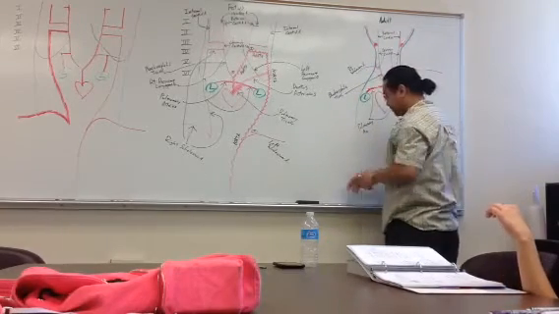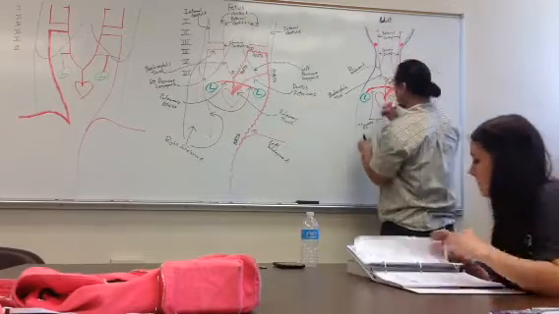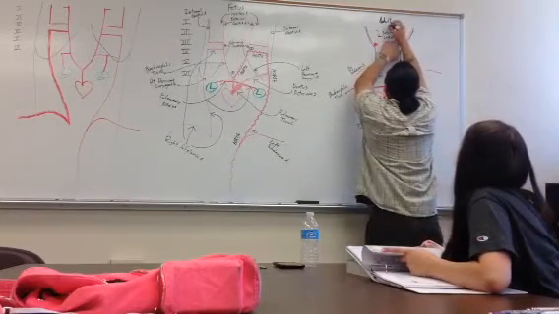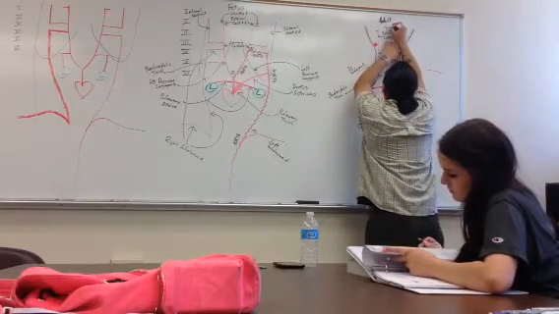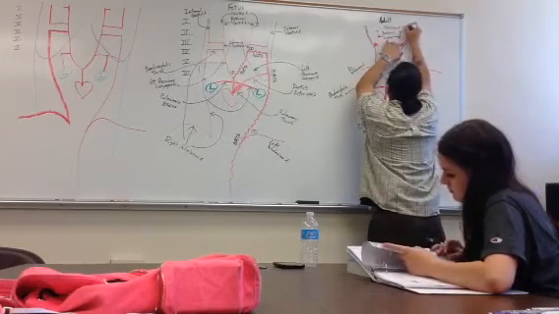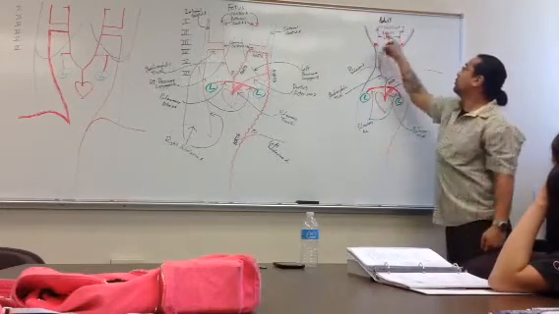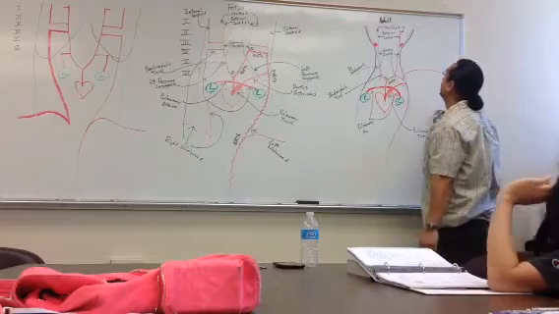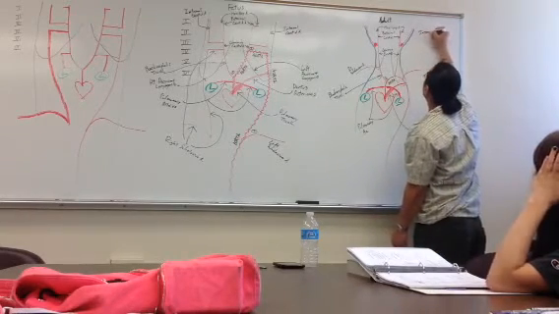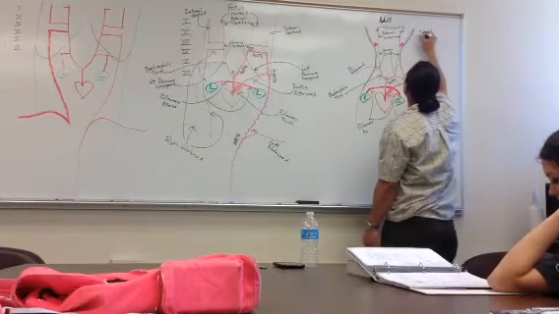Oh, I almost forgot. Still have this. What are those little pieces coming off? The maxillary. Maxillary. Okay, and then what's the other branch off the common carotid? Internal. Internal carotid. Right there.